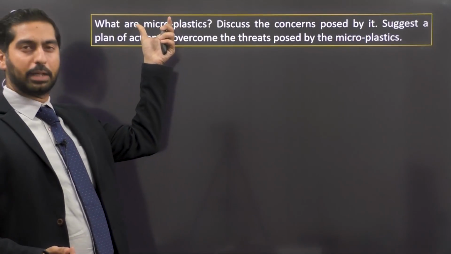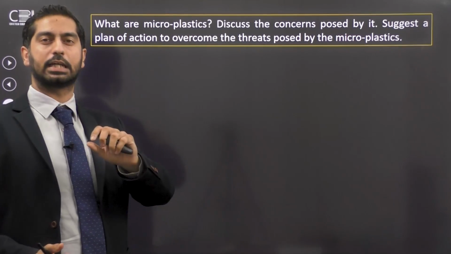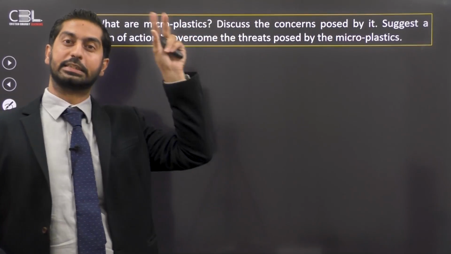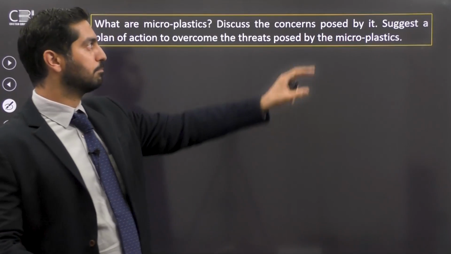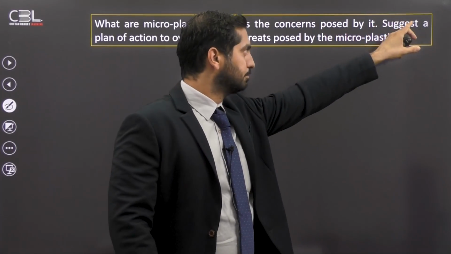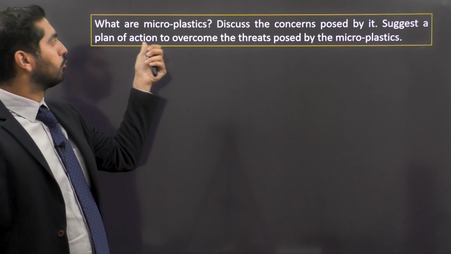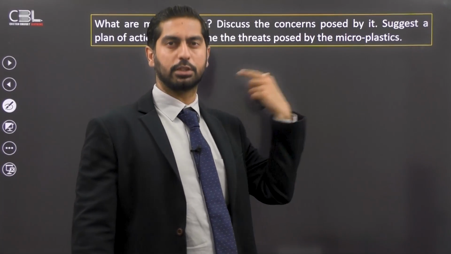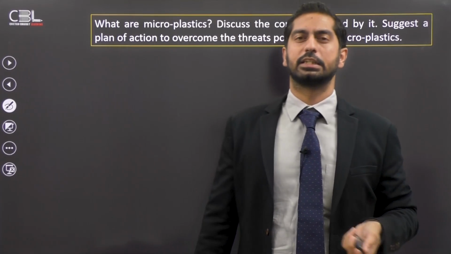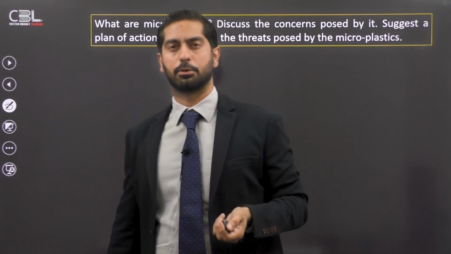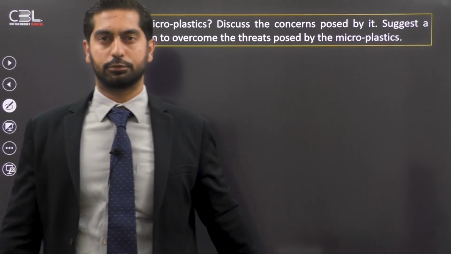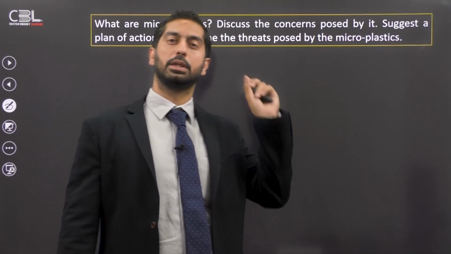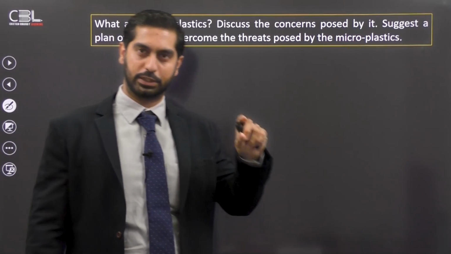What are microplastics? That's one thing asked in the question. Discuss the concerns posed by microplastics. That's the second thing asked. And then the third thing is to suggest a plan of action to overcome the threats posed by microplastics. So we are supposed to suggest some way forward also. How can we address this problem? So there are three parts of the question, and we must make sure that we address each and every part of the question in our answer.